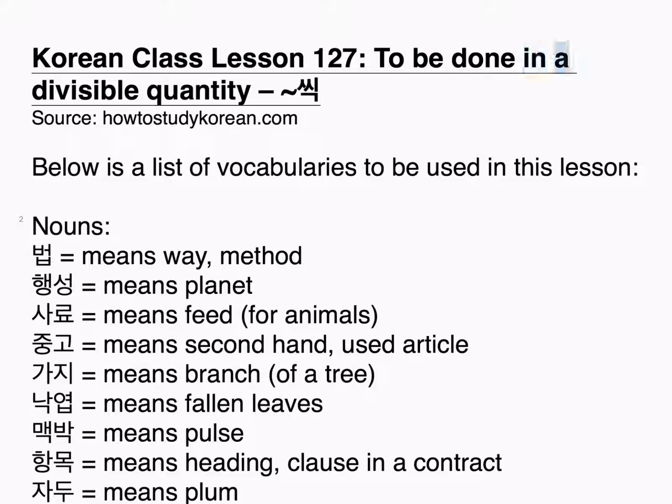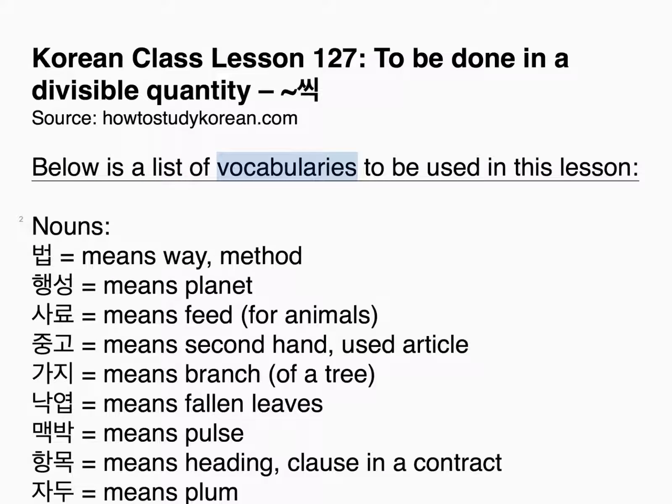127. To be done in a divisible quantity. howtostudykorean.com. Below is a list of vocabularies to be used in this lesson.